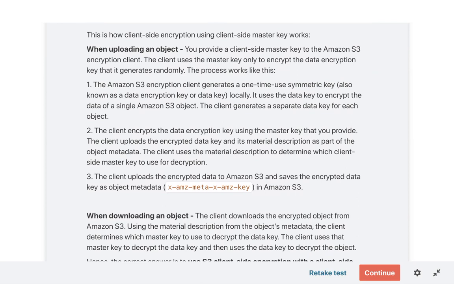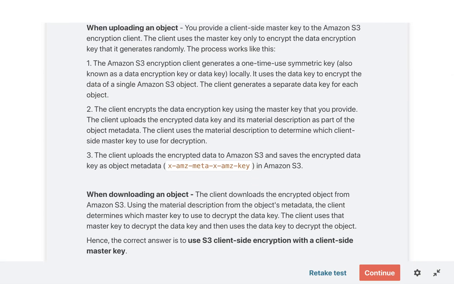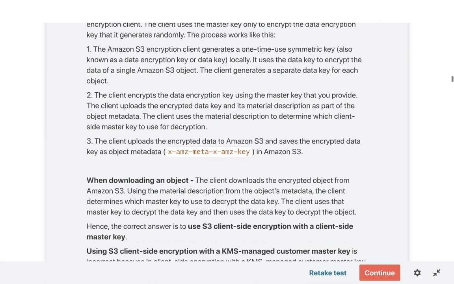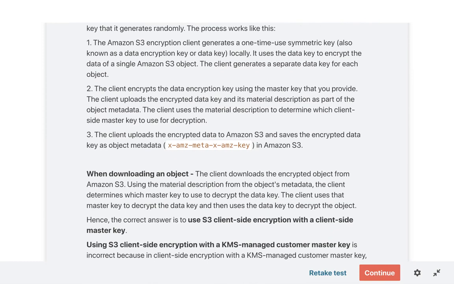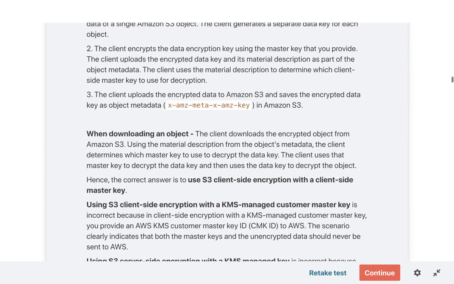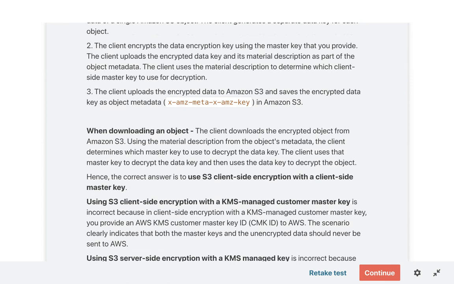The client generates a separate data key for each object. The client encrypts the data encryption key using the master key that you provide. The client uploads the encrypted data key and its material description as part of the object metadata. The client uses the material description to determine which client-side master key to use for decryption. The client uploads the encrypted data to Amazon S3 and saves the encrypted data key as object metadata in S3.